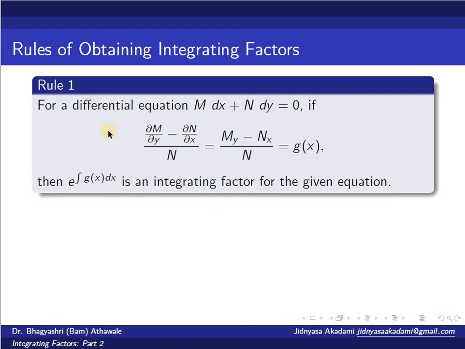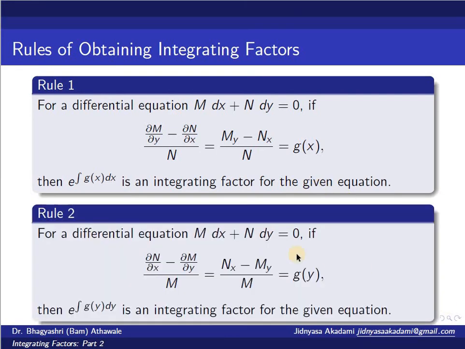statements. So rule 1: for a given differential equation, if dA by n by dA by y minus dA by n by dA by x, divided by n, is a function of x, then e raised to integration gx dx is an integrating factor. And the second rule is, if for a given differential equation dA by n by dA by x minus dA by n by dA by y, divided by m, is a function of y, then e raised to integration gy dy is an integrating factor of the given equation.